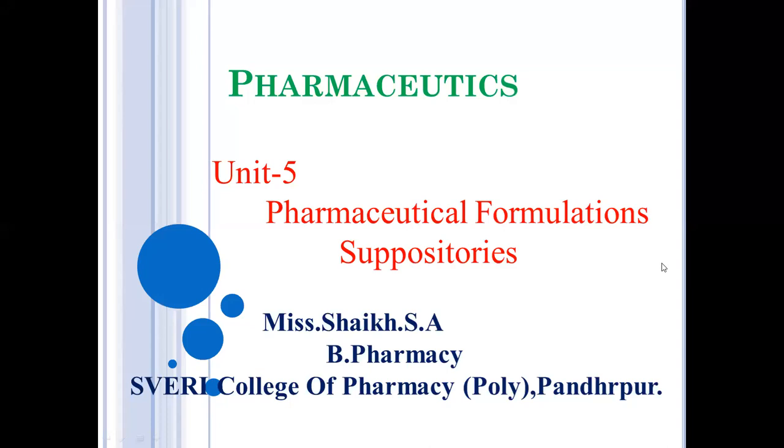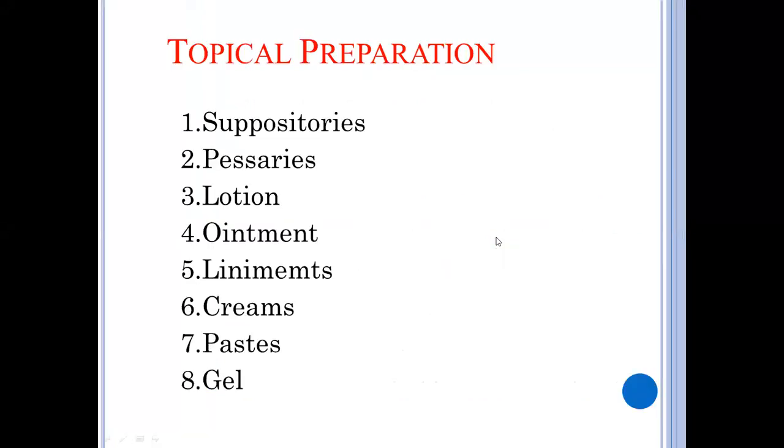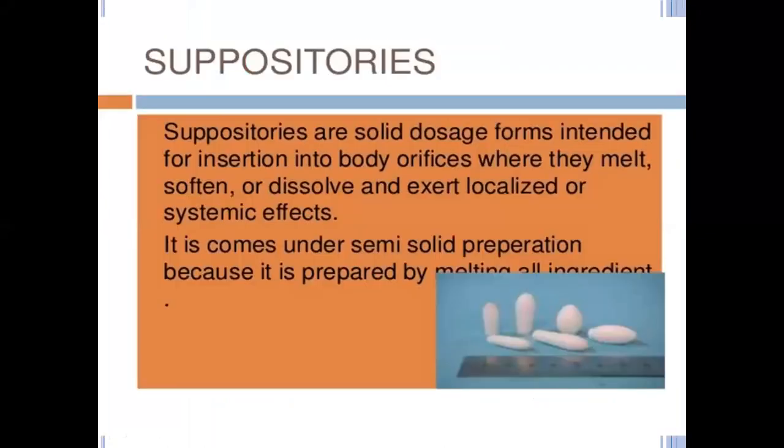Okay, as we have seen in earlier lectures, pharmaceutical dosage forms include topical preparations and semi-solid dosage forms. Now suppositories. Firstly, we discuss what is meant by suppositories. We revise again: suppositories are solid dosage forms intended for insertion into a body orifice, that is, a body cavity, where they melt, soften, dissolve and exert their localized or systemic effect.